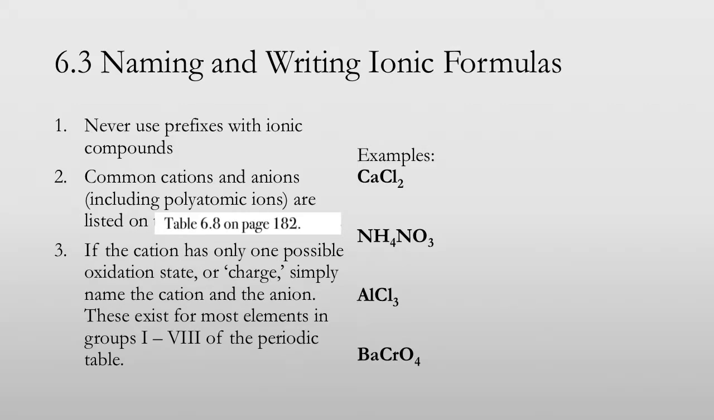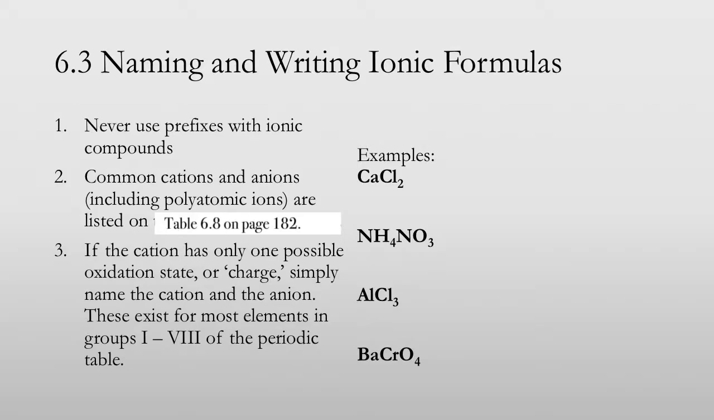And rule 3, if the cation has only one possible oxidation state or charge, simply name the cation and the anion. These exist for most elements in groups 1 through 8 of the periodic table, or groups 1, 2, 13, 14, 15, 16, 17, and 18, depending on how you're naming it, or 1A, 2A, 3A, 4A, 5A, 6A, 7A, and 8A. Anyway, so we'll follow these rules and name the compounds I have listed here.